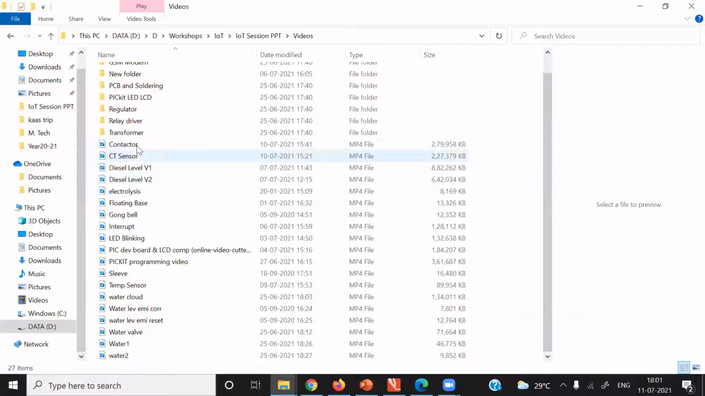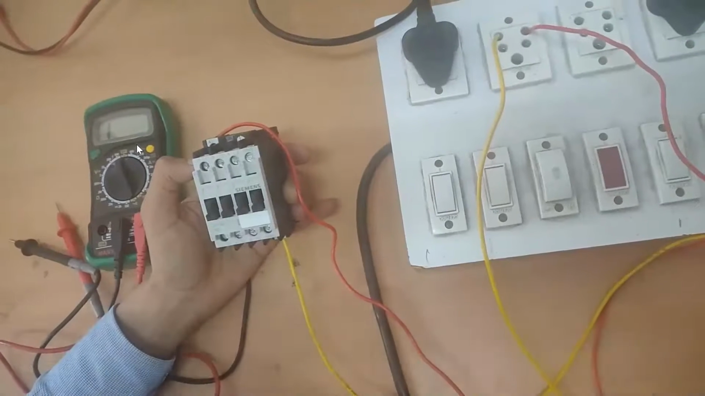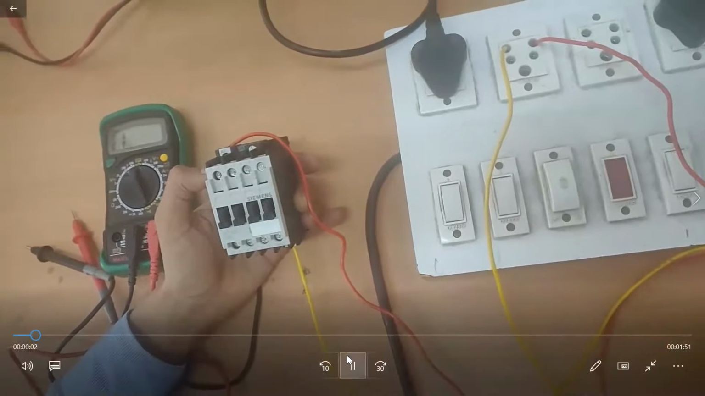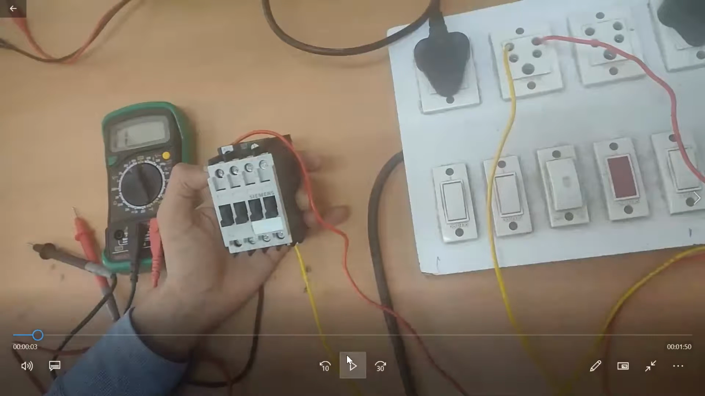So first of all, I am playing the video of the contactor. In this video, I will explain the three-phase contactor. Before I play the video, let me tell you, for switching high power loads like induction motors or air conditioners or other devices, a relay is not suitable because a relay has a smaller current rating. So we can use a contactor in place of a relay when we are supposed to switch a large amount of current.